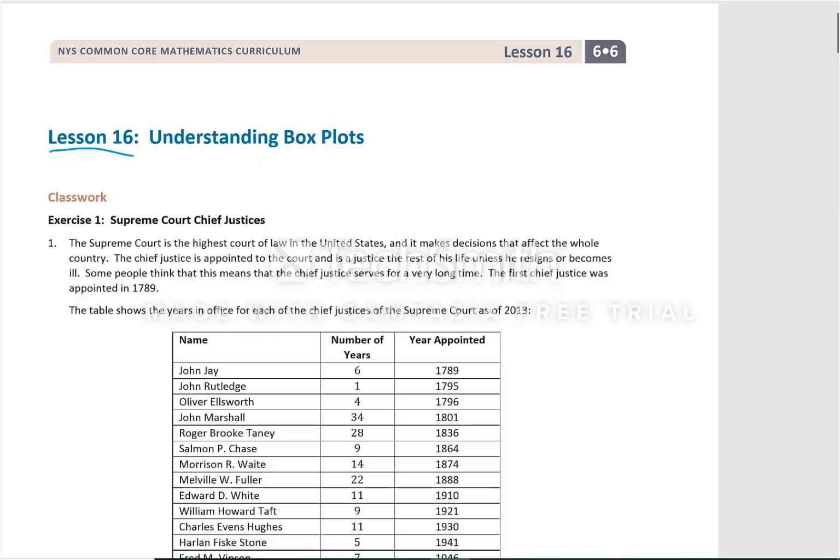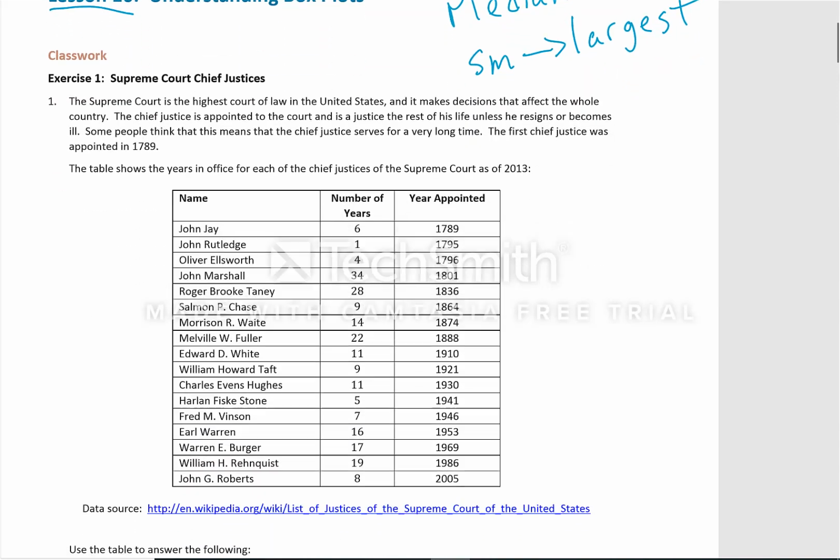All right, so we're on lesson 16, understanding box plots. So remember what we've been working on is finding the median being that middle value. And remember, when we're given data, like we're going to see in a moment, we have to organize the data from the smallest to the largest because that is essential for finding that median. All right, so let's see what our first problem says.